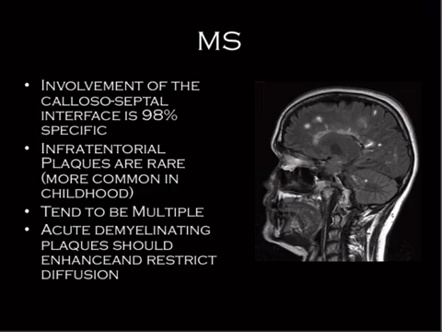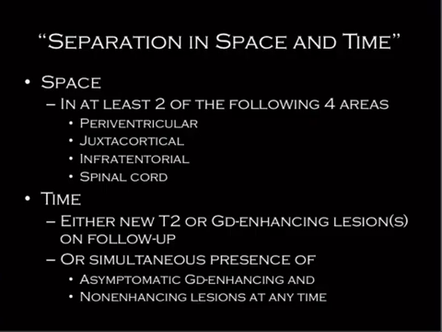It's unusual to see plaques infratentorial unless you're dealing with the childhood form. Of course, they tend to be multiple, and remember that when they're acute, they tend to have restricted diffusion and enhancement. So this is what you hear from neurologists, if they know anything: separation in time and space. What that means to a radiologist is different locations, and then time. In other words, you've got acute plaques and you've got chronic plaques.